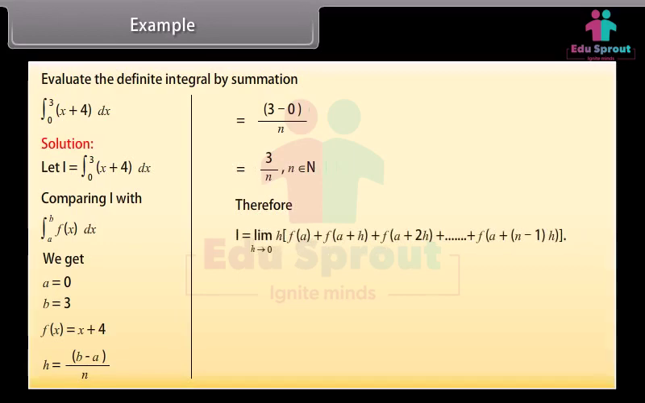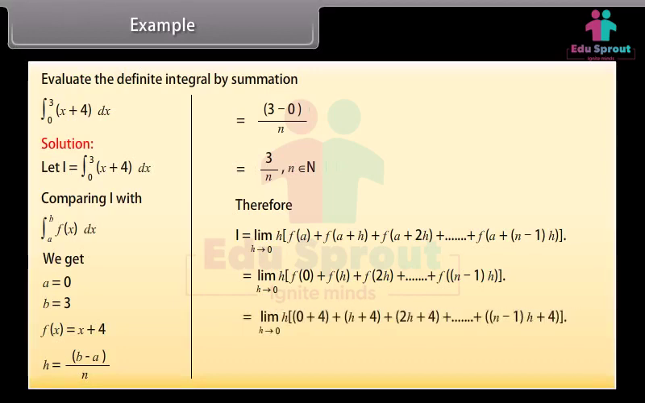Therefore, I is equal to limit h approaches 0 of h into [f(a) + f(a+h) + f(a+2h) + ... + f(a+(n-1)h)], which is equal to limit h approaches 0 of h into [f(0) + f(h) + f(2h) + ... + f((n-1)h)], which is equal to limit h approaches 0 of h into [(0+4) + (h+4) + (2h+4) + ... + ((n-1)h+4)].